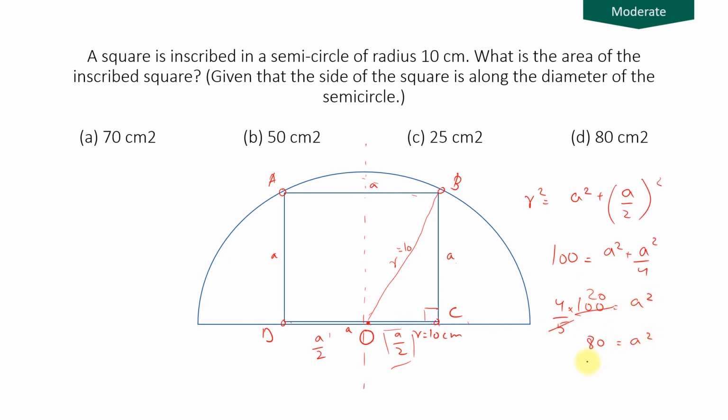And we were asked the area of the square, which is a square only. So area of square is a into a. So this is 80. The problem will become easy only if you look at it from the perspective of symmetry. If the square has to be inscribed inside a semicircle and one side is along the diameter of the semicircle, then the square will be symmetrically distributed along the center.